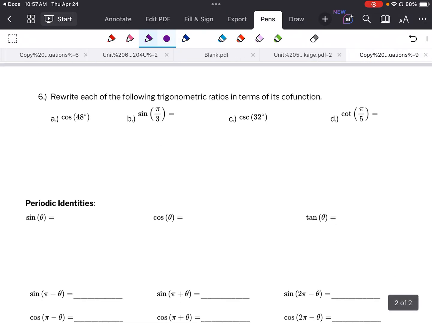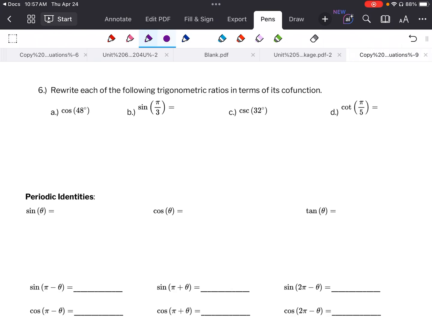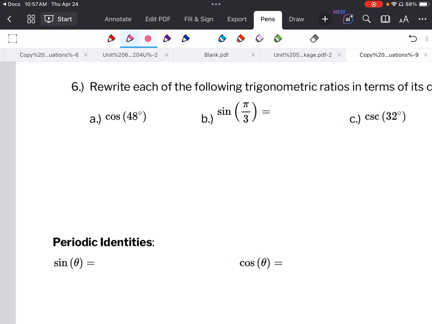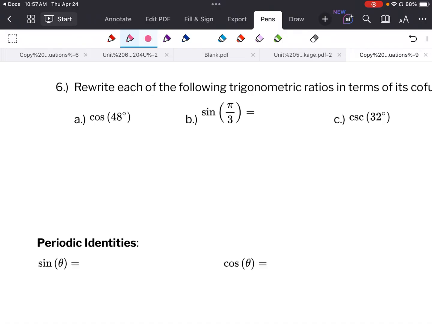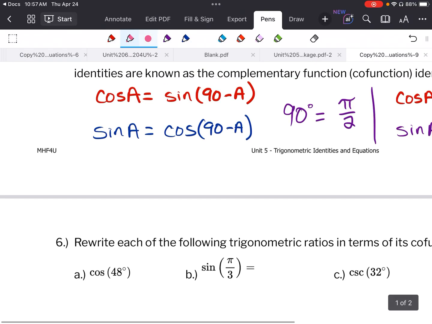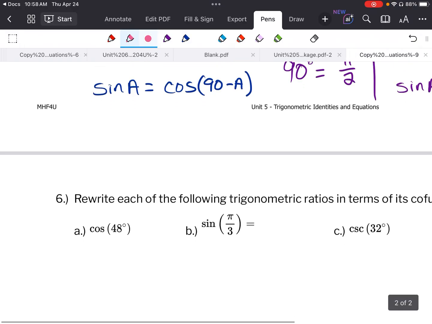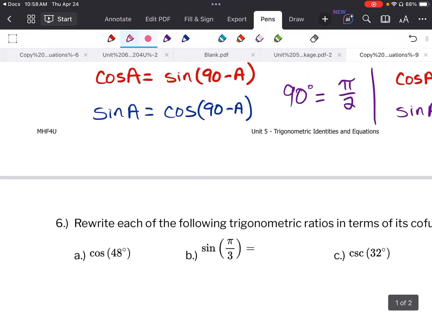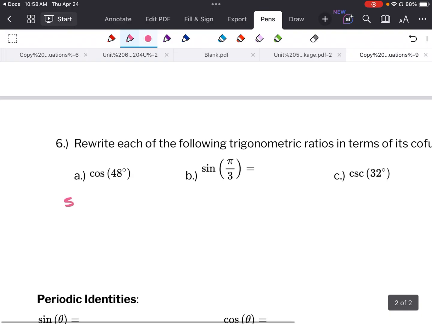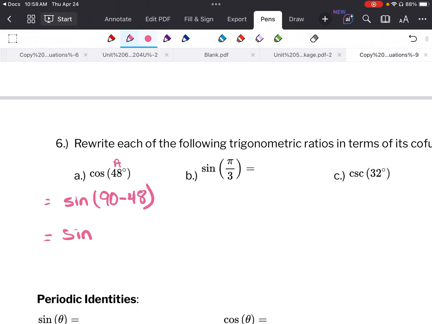Rewrite each of the following trig ratios in terms of its cofunction. Okay, so cos 48. So we know that if 48 is represented by A in our terms above, right? This is degrees, and cos A equals sine of 90 minus A. So it's going to be the sine of 90 take away 48 because that represents A. So it's actually the sine of 42 degrees.